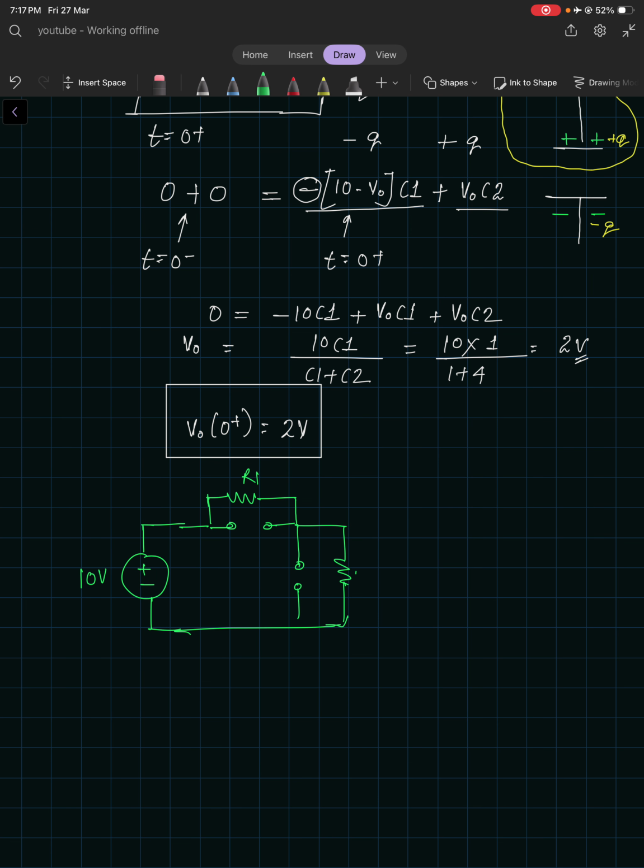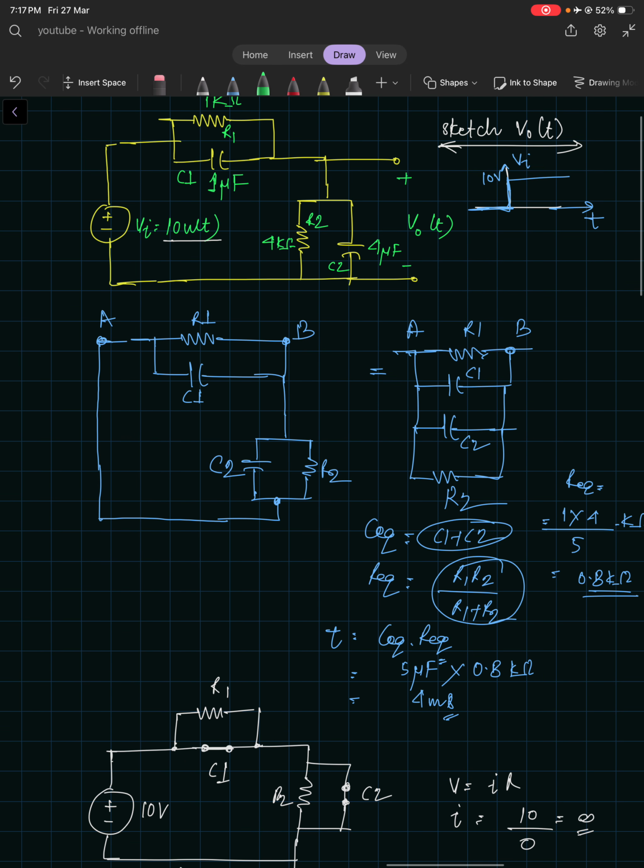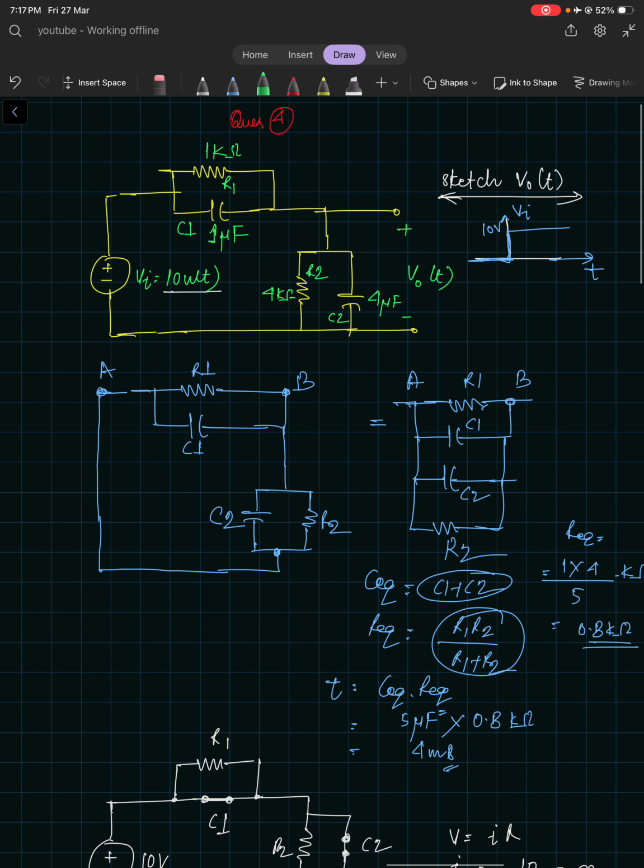This is R1, this is R2, and V naught at infinity, meaning t is equal to infinity, is steady state, right? So again it reduces to a simple voltage divider circuit. Its value will be R2 upon R1 plus R2, into 10 volts. So what is the value of R2? R2 is 4 kilo ohm and this is 1 kilo ohm.